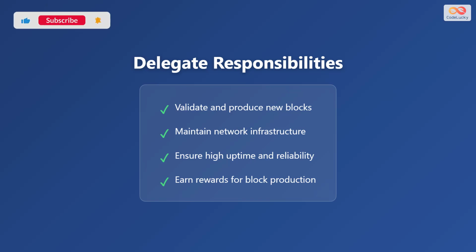Block producers have 4 main responsibilities in a DPoS network. They must validate and produce new blocks by verifying transactions and adding them to the blockchain. They are responsible for maintaining robust network infrastructure, including high-performance servers and reliable internet connections. Delegates must ensure high uptime and reliability, as missing blocks results in lost rewards and damaged reputation. Finally, delegates earn rewards for block production, which typically include transaction fees and newly minted tokens. These rewards are often shared proportionally with voters who supported their election.